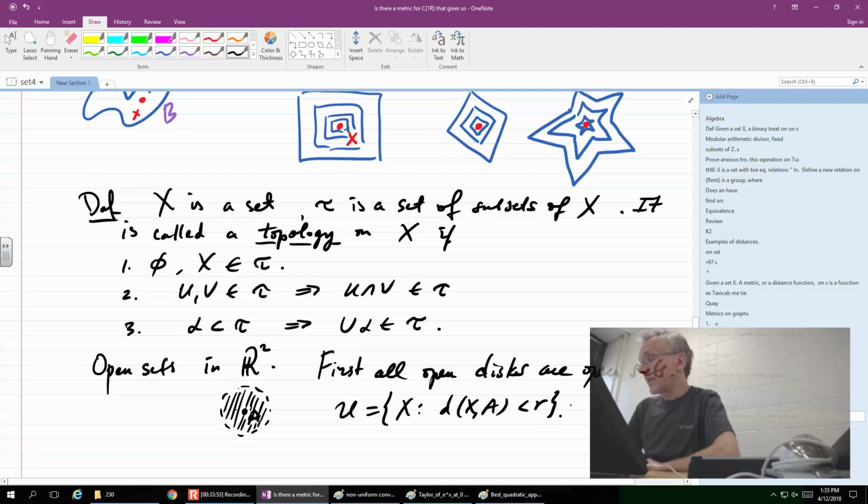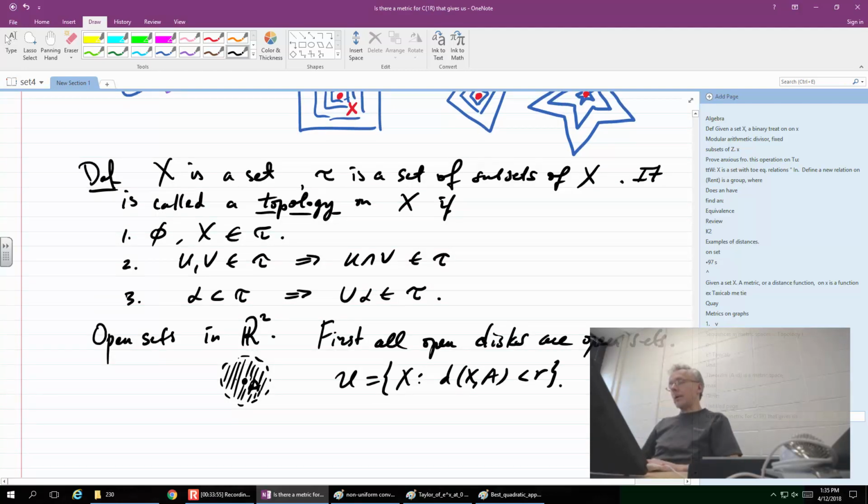Okay? Strictly less than R. So that's an example of an open set. An example of an open set. Do you remember how you use disks in order to define all the rest of the open sets?